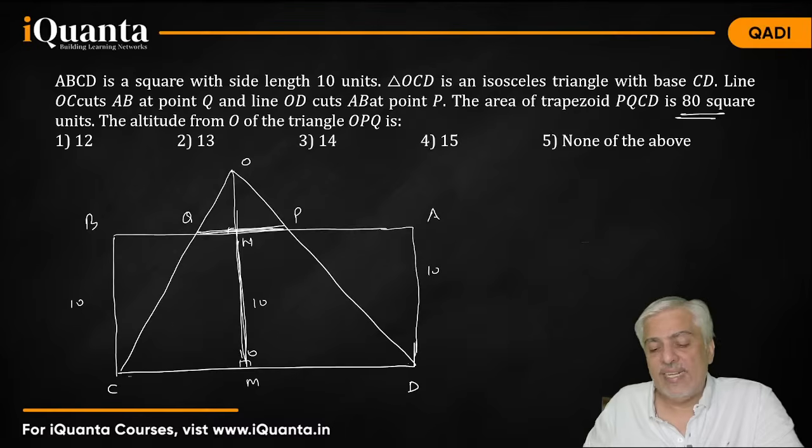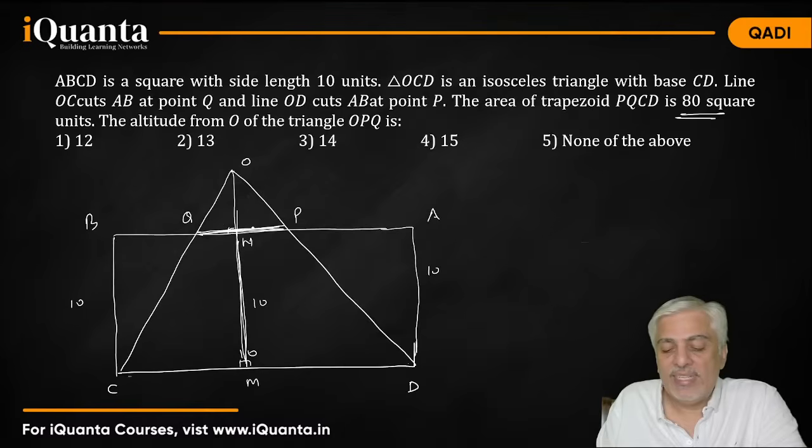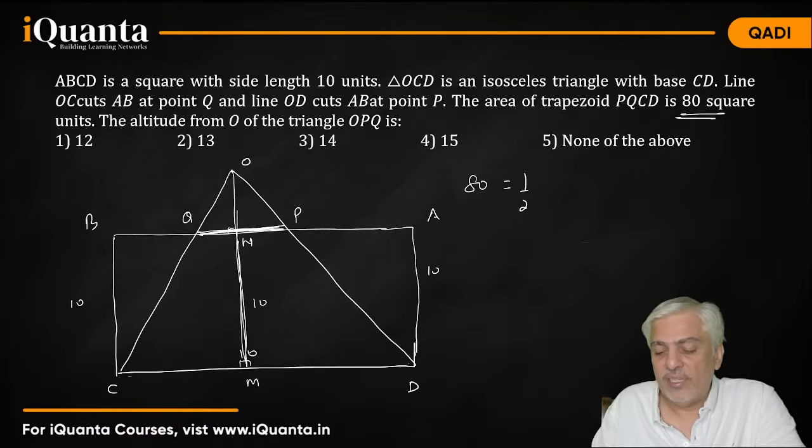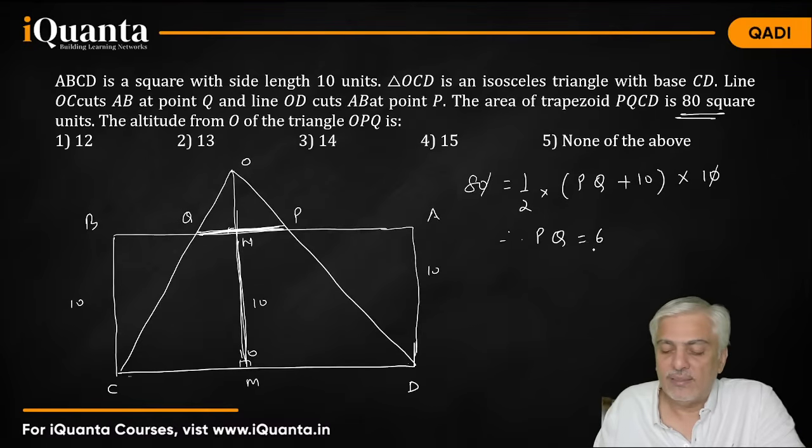So I can easily get PQ first. Area of the trapezium is half into sum of parallel sides, that is PQ plus CD, which is 10, into height, which is 10. Zeros cut, 8 into 2, 16, is equal to PQ plus 10. Therefore, PQ is 6. So we got PQ is 6.